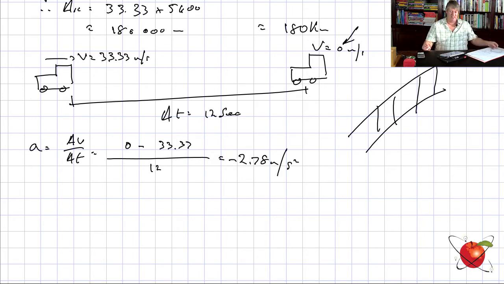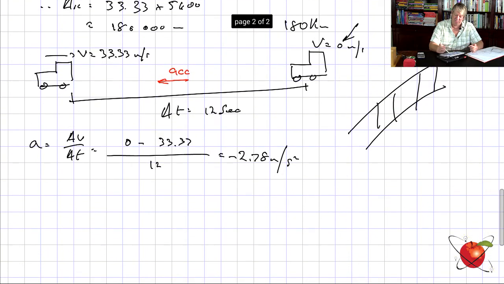Minus means the acceleration is in this direction. In other words, it's acting against the movement, isn't it? It's slowing the truck down. Can you see the logic here? It's actually quite logical. Ask yourself what's really happening.